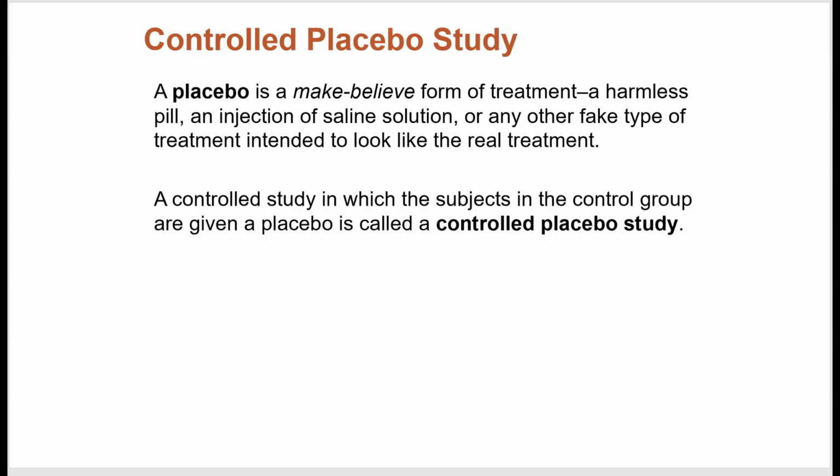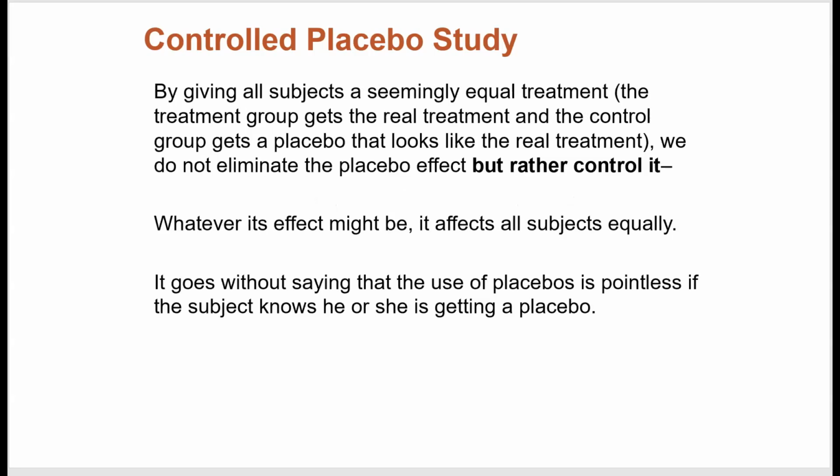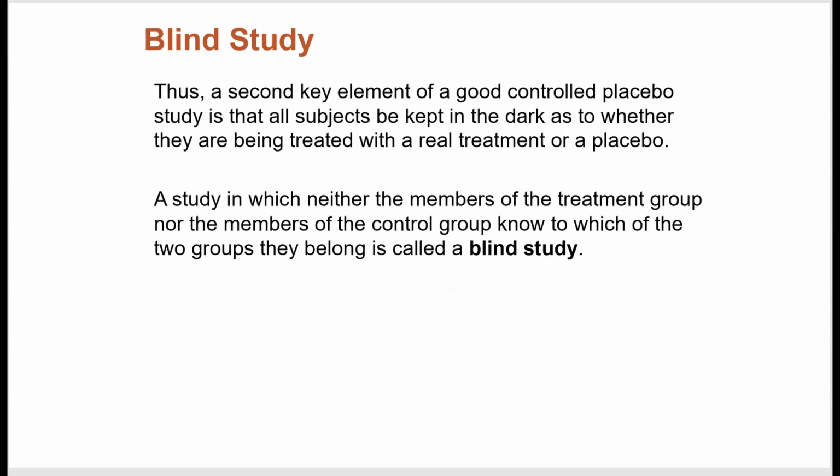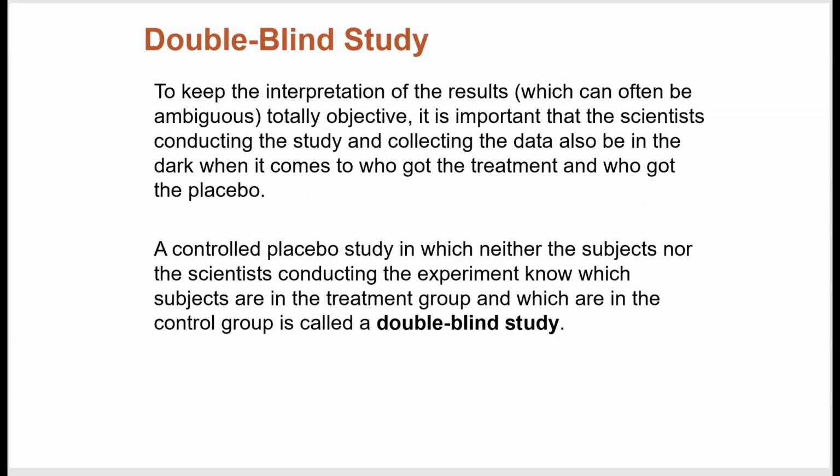So in a controlled placebo study, a placebo is that make-believe form of treatment, and a controlled study is when the subjects in the control group are given a placebo. A blind study is really good to control placebo effect. It's a study in which neither the members of the treatment group nor the members of the control group know who is in which group. So they don't know anything about it. And then the double blind is when the scientists themselves don't know.